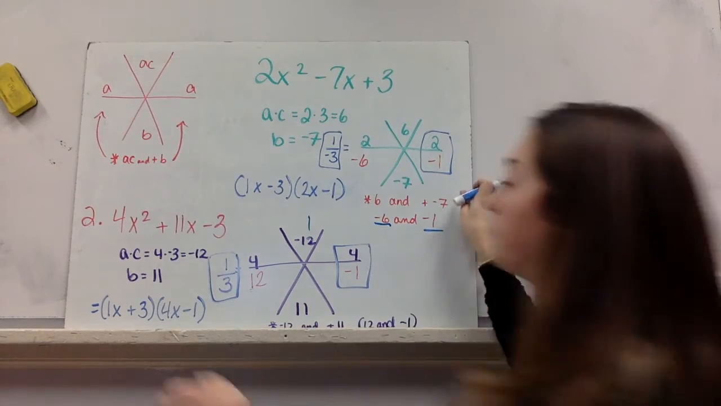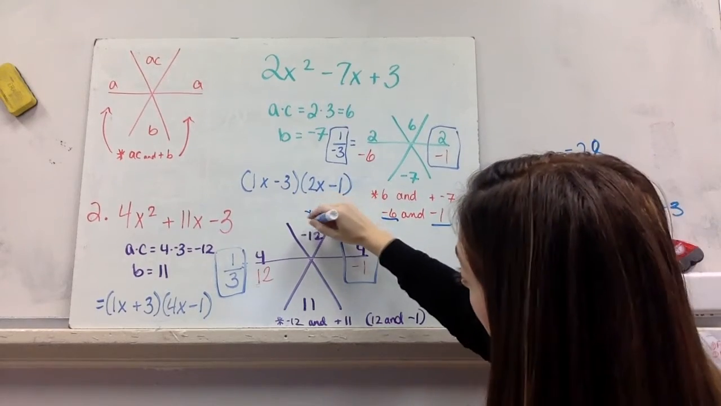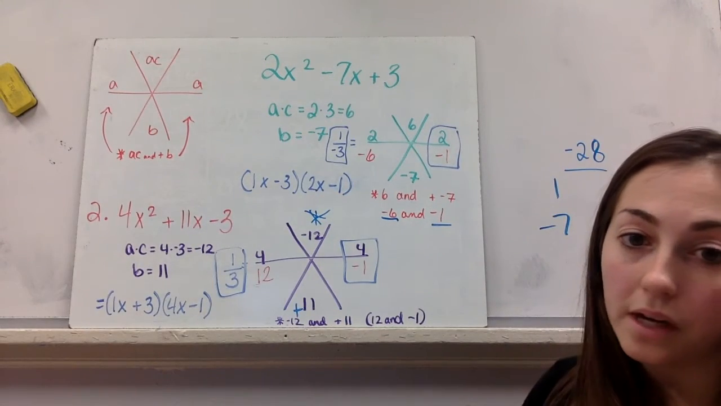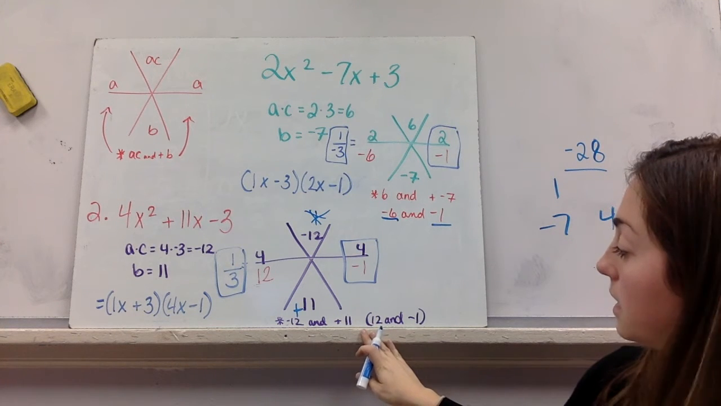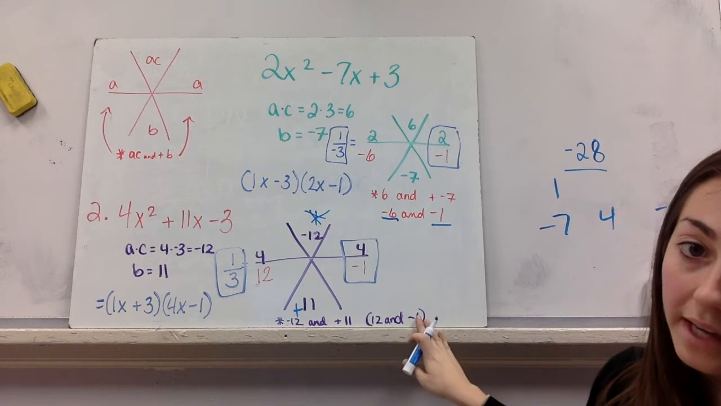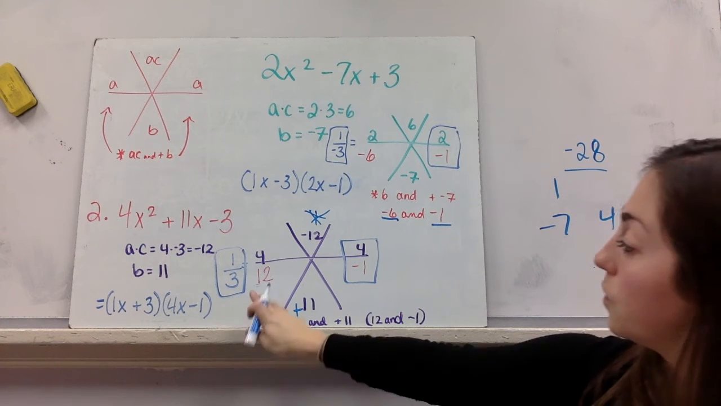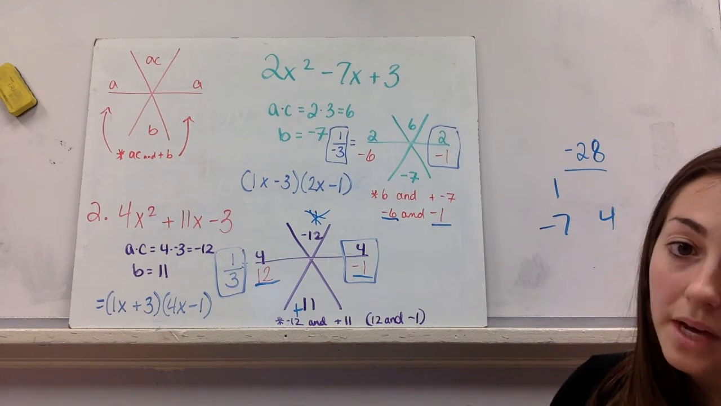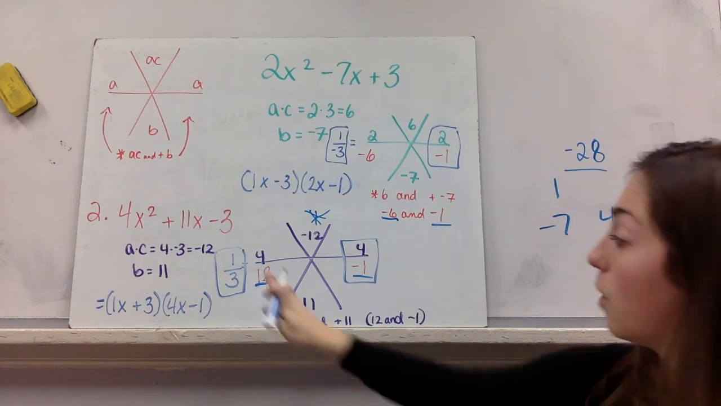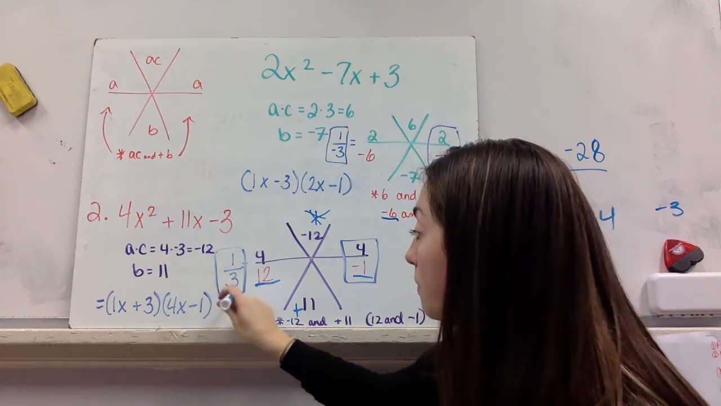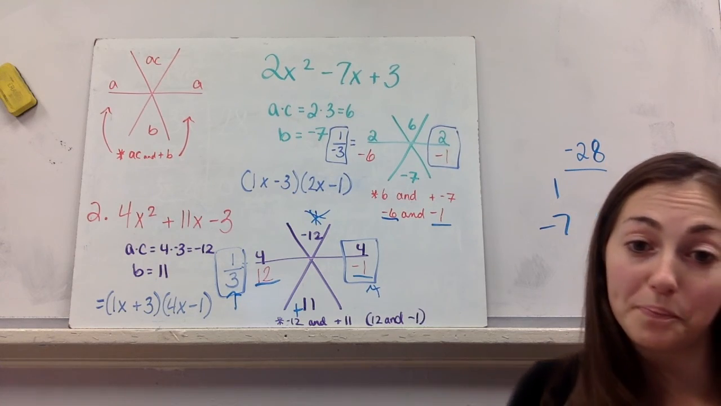So now I need to figure out what multiplies to negative 12 and adds to 11. So negative 12, one has to be negative, and adds positive, so it needs to be more positives. 12 and negative 1 is negative 12, and 12 and negative 1 is 11. So those are my numbers, 12 and negative 1. And then I can reduce 4 twelfths to 1/3, and 4 over negative 1 stays the same. So I have 1x plus 3 from here times 4x minus 1 from here. And that's my factored form. Practice more tomorrow.